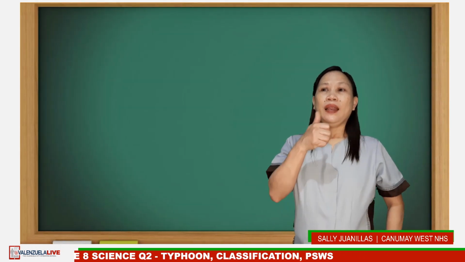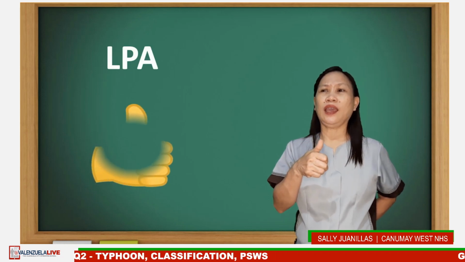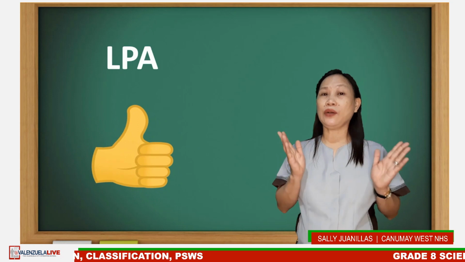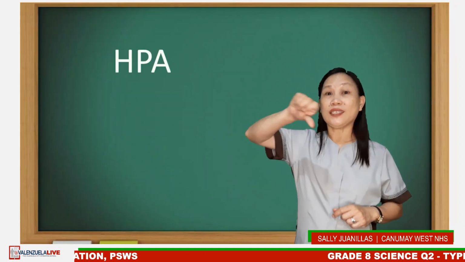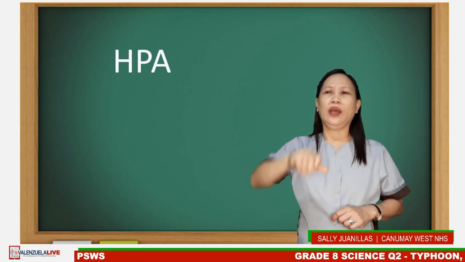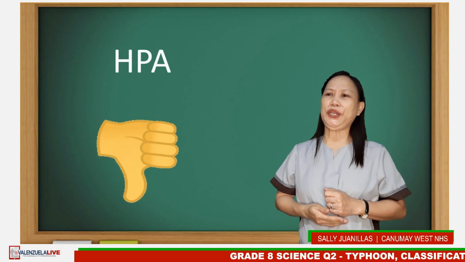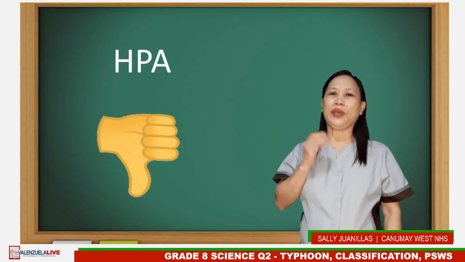Very good. The like sign or thumbs up means rising air masses, and LPAs are usually associated with clouds and stormy conditions. On the other hand, the dislike sign or thumbs down represents descending air, and high pressure areas at the surface usually mean a fair weather condition.